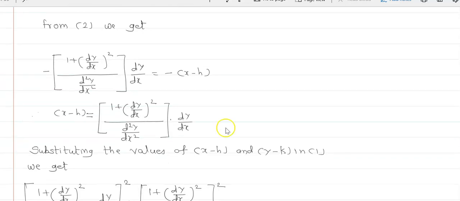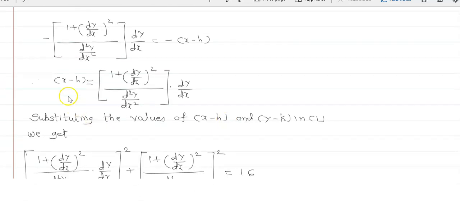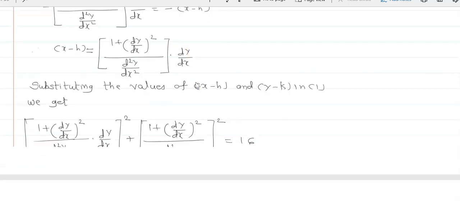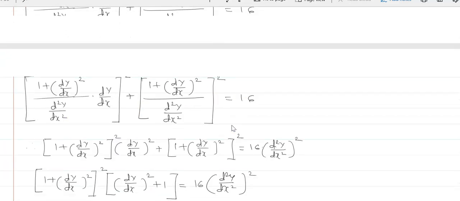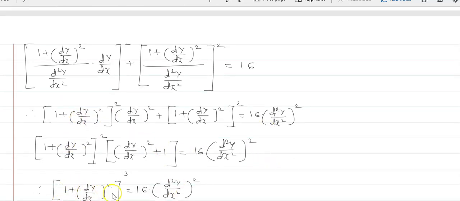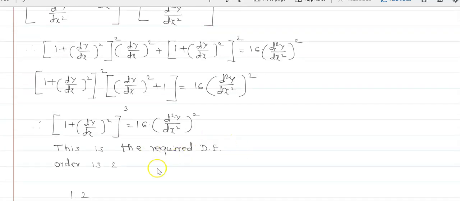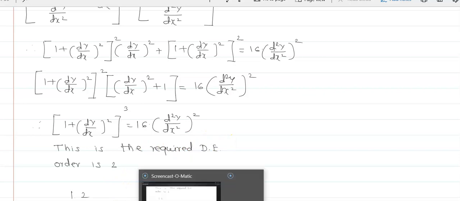If we substitute it, then you will get the value of x minus h is equal to (1 plus (dy by dx) whole square) upon d2y by dx square into dy by dx. Substituting the values of x minus h and y minus k in equation 1 and simplifying, take (1 plus (dy by dx) whole square) common, and overall it will become the third power, that is (1 plus (dy by dx) whole square) raised to 3 is equal to 16 into (d2y by dx square) whole square. Therefore, the order of the differential equation is 2 here, and option 1 is the correct one.